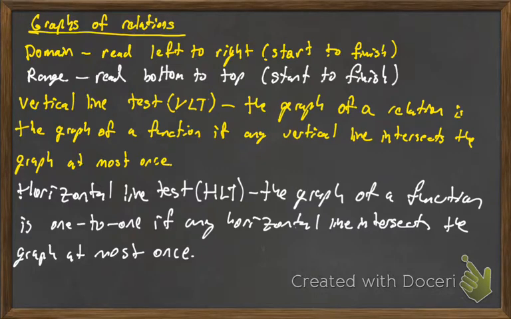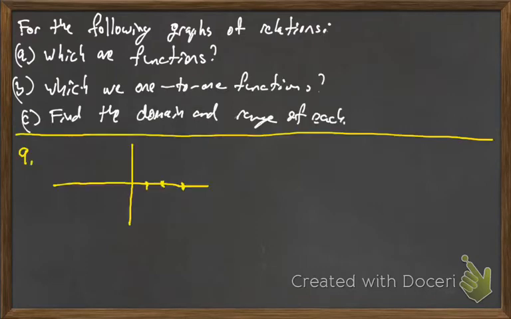We have something called the vertical line test, VLT. The graph of a relation is the graph of a function if any vertical line intersects the graph at most once. Horizontal line test, HLT: the graph of a function, so it already passes the vertical line test, is one-to-one if any horizontal line intersects the graph at most once. So we're going to take a look at a couple of graphs, determine if it's a function, find the domain and the range, and also figure out if it might be one-to-one.